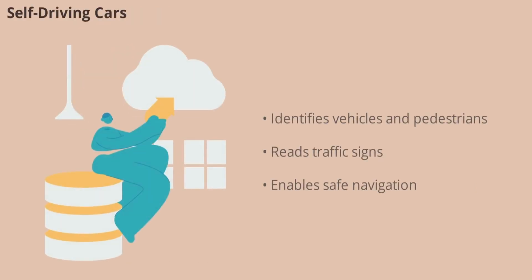Self-driving cars rely on AI vision to understand their surroundings. CNNs process images from cameras, identifying other vehicles, pedestrians, traffic signs, and obstacles. This information is used to make driving decisions in real time, helping cars navigate safely and efficiently. AI vision is a critical component of autonomous vehicle technology.